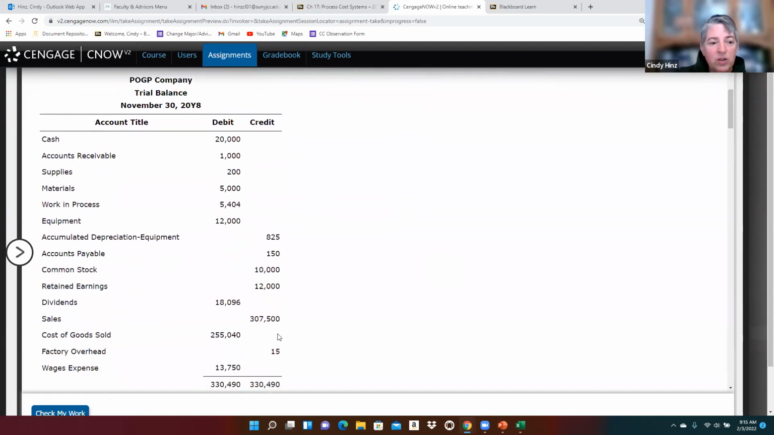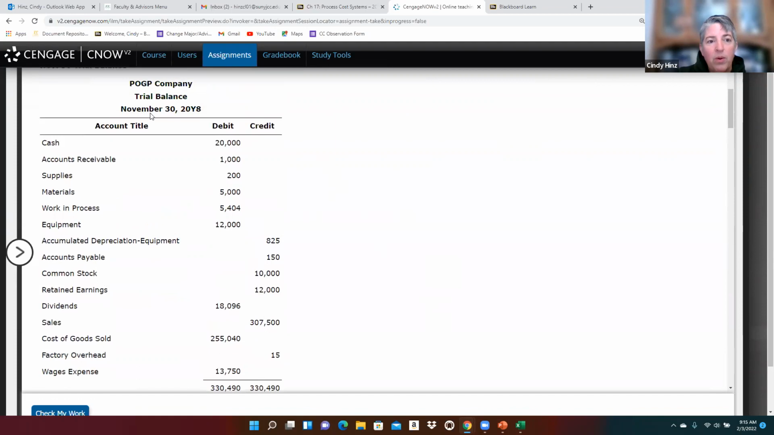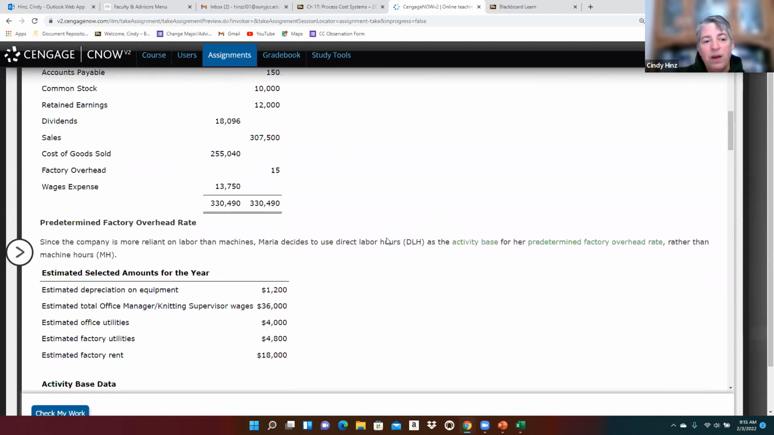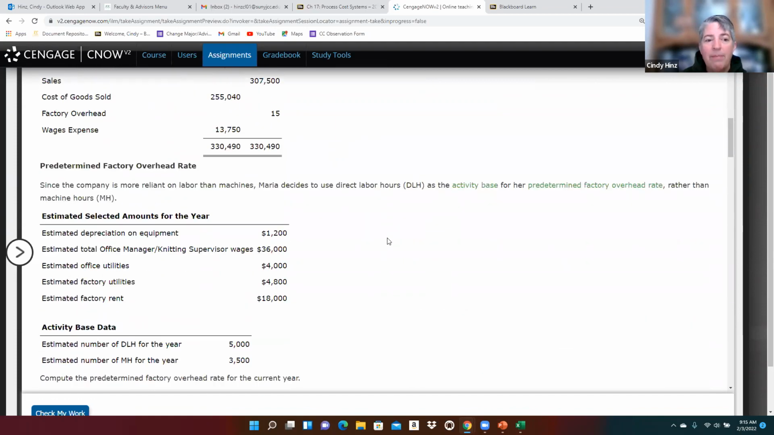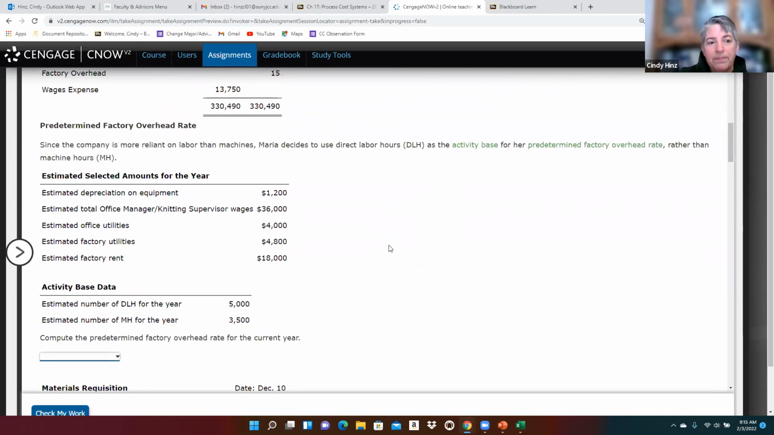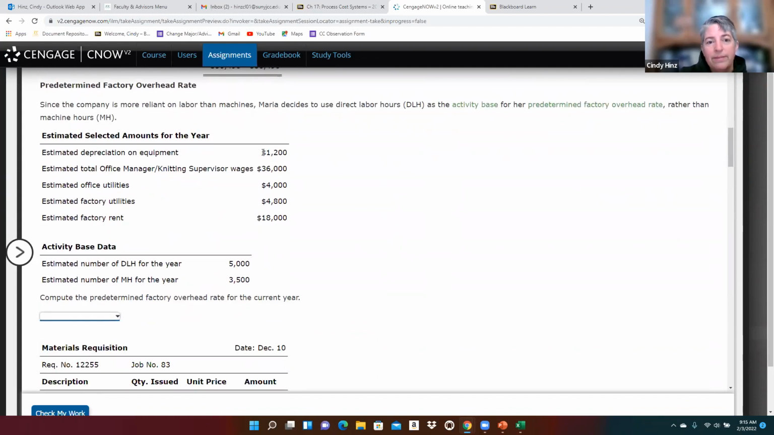We're given some additional information here about what the trial balances are at the end of November. And then we're looking at what happened during the month of December. So, and actually, I forgot, you don't actually have to do that depreciation calculation because it tells you what that amount will be for the year. So you're given all of these annual amounts. These are the overhead accounts.